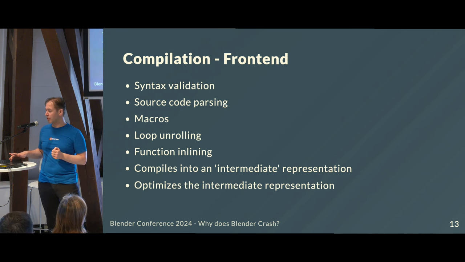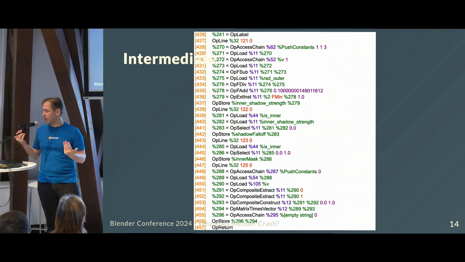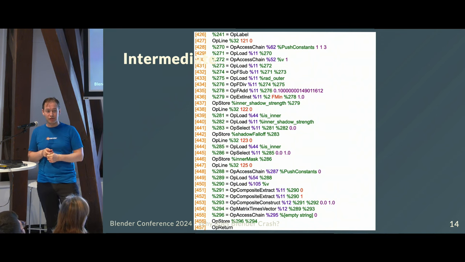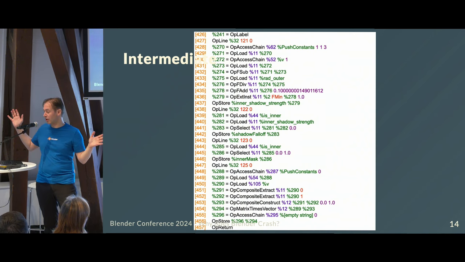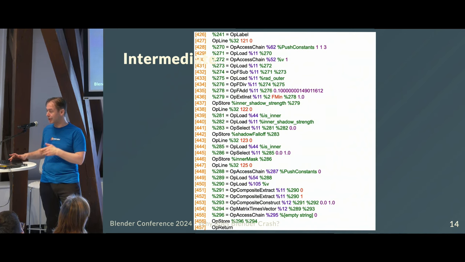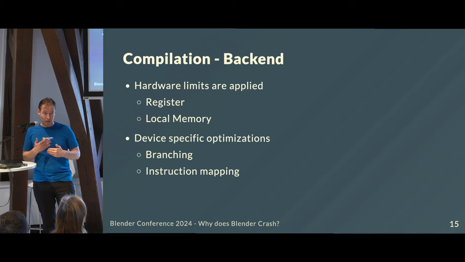An example of that intermediate language, this is from a shader inside Blender, represented as SPIR-V, but it doesn't use any registers. It just assumes, okay, if I need a new register, I can just grab a new register. So this one uses a lot of registers already. And then eventually the backend compiler stage will use the hardware limits to optimize it specifically for that GPU.